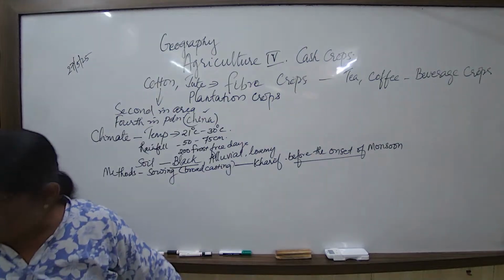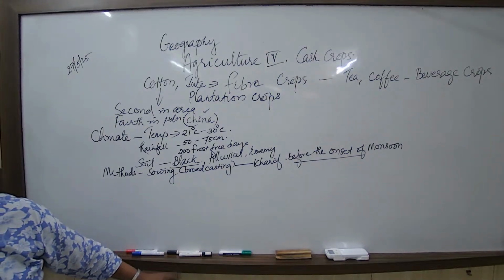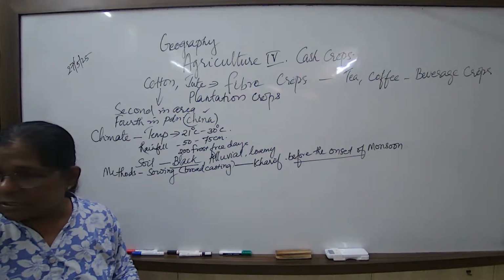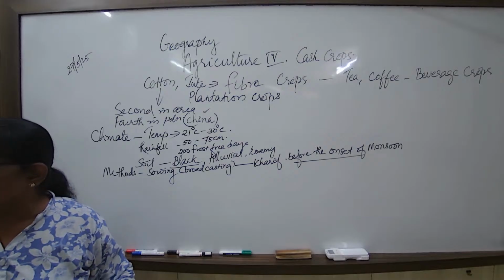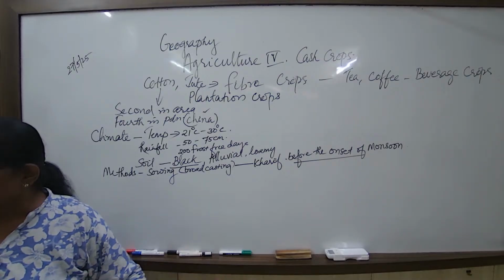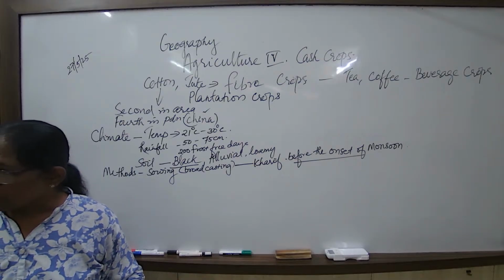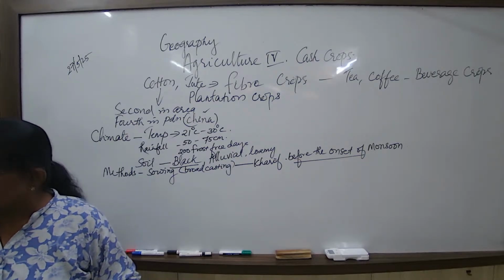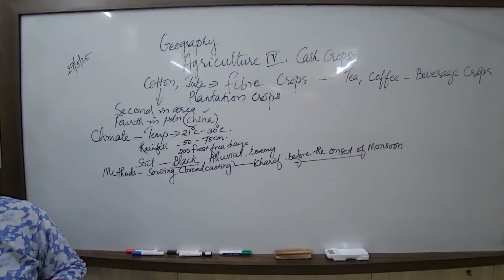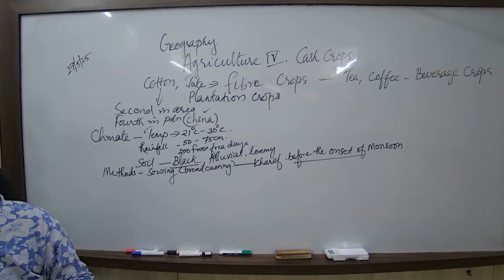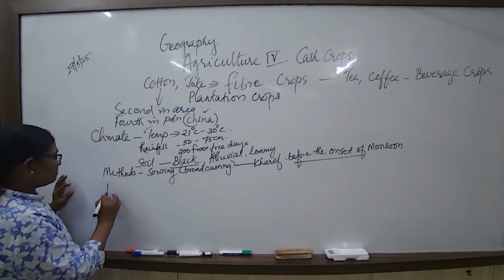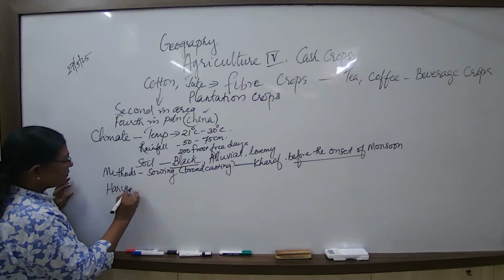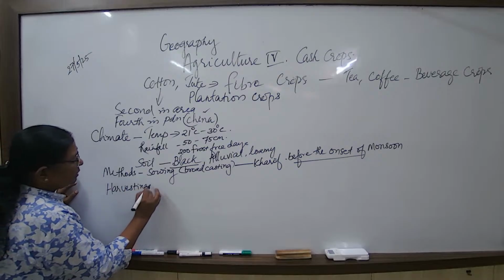Next. Broadcasting: seeds are sown like that, by scattering. Let's throw them on the soil. The seeds are scattered. Yes, any doubt? Anything else? Now let us come to harvesting. What is the method of harvesting?